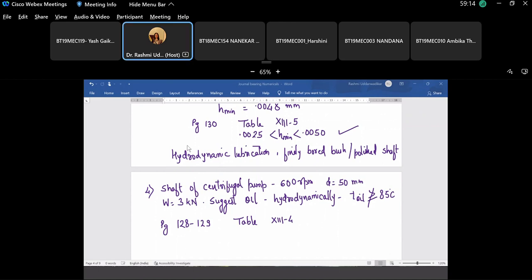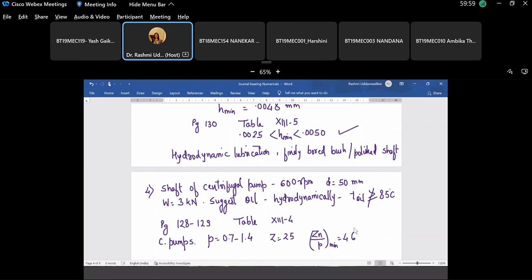Yes, ma'am. Okay. So what is the range of pressure given for centrifugal pump? 0.7 to 1.4. What is the value of Z given? Viscosity 25 millipascal second. What is the minimum value of Zn by P given? This is given as 46.